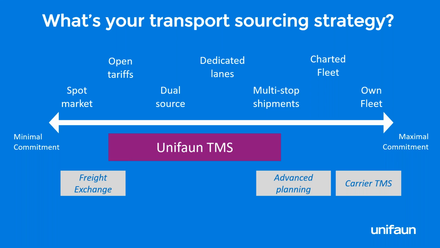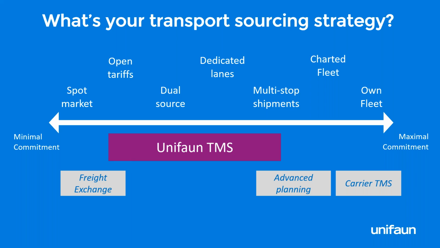The Unifaun TMS system is focusing on shippers that want to work with A to B shipments in some sort of environment where you have a commitment to your suppliers or your carriers. So you have some sort of tariff structure in place, and you want to make sure that you utilize the right carriers according to the tariffs you have and the agreements you have made. And that's really where Carrier Select comes in.